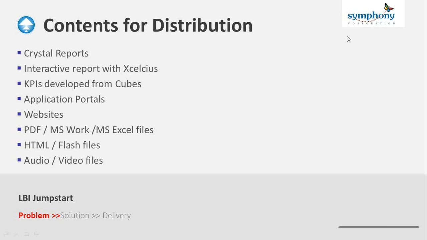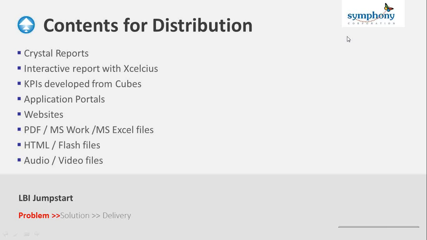We can also create interactive reports with Excelsius, which is very useful for what-if scenario purposes. With Excelsius, we can give users the ability to change the numbers using some arrow keys, so that they can see interactively what will be or what can be done for forecasting purposes or planning purposes and all those good things.